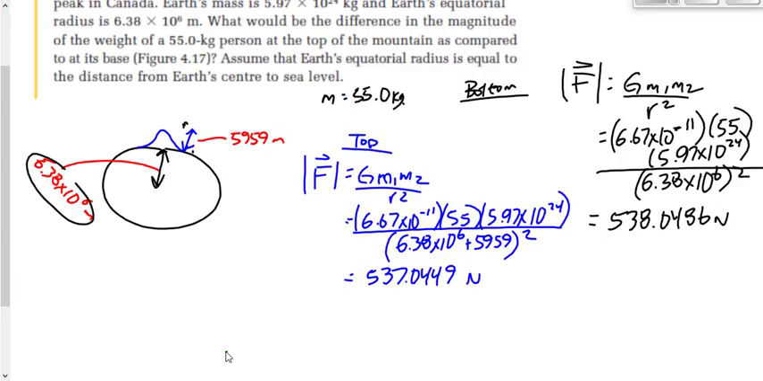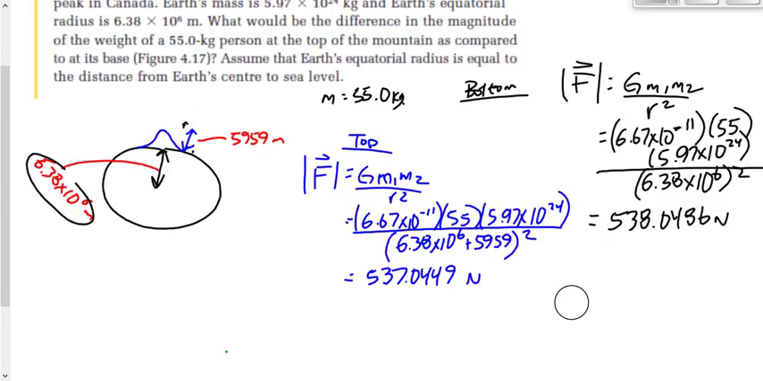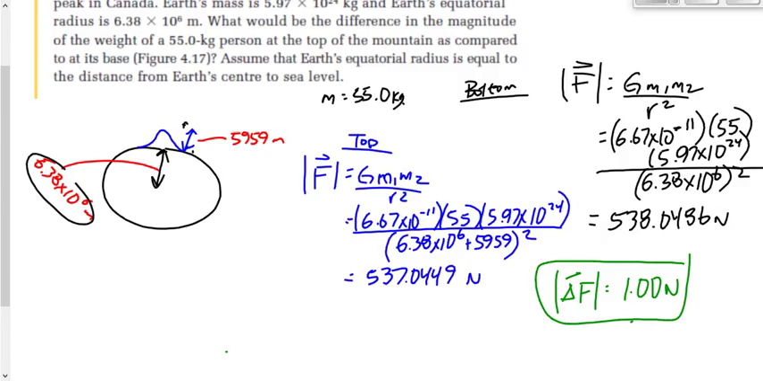We're going to say that number minus 538.0486 gives me... actually, I should have subtracted the bigger minus the smaller, right? So the difference, I'll call it delta F, is, I think it was just 1.00. So there's 1 Newton difference in weight. That's a small difference, but when you're comparing it to 537 newtons, it's measurable. With precise enough equipment, that difference in weight is measurable.